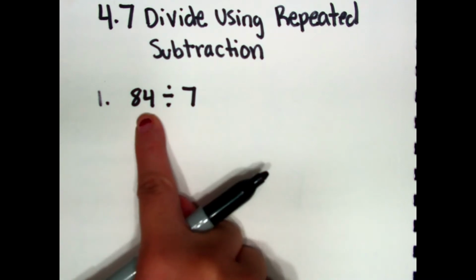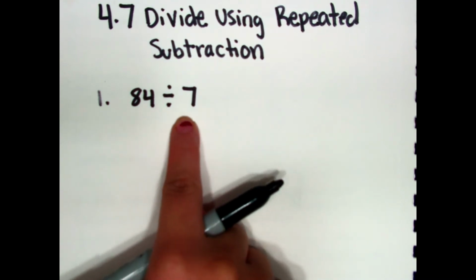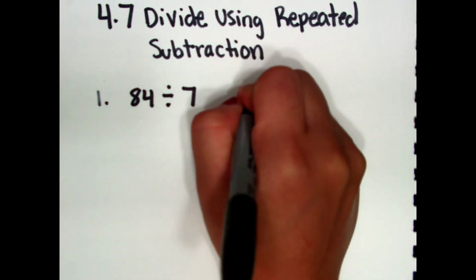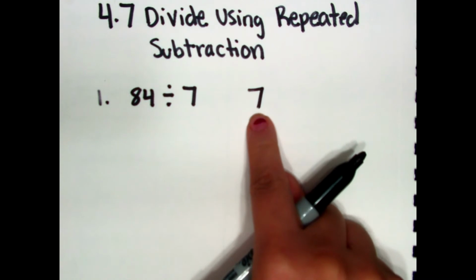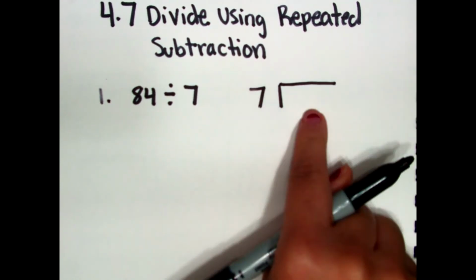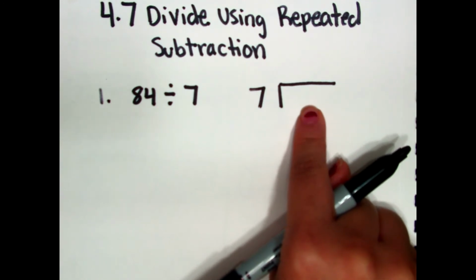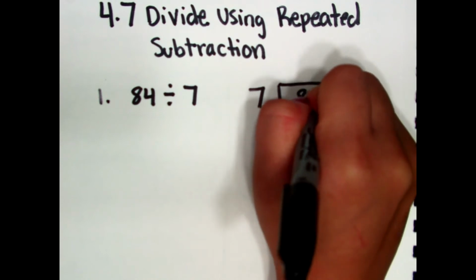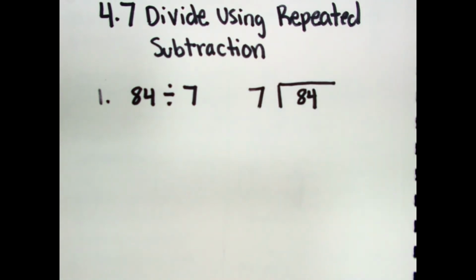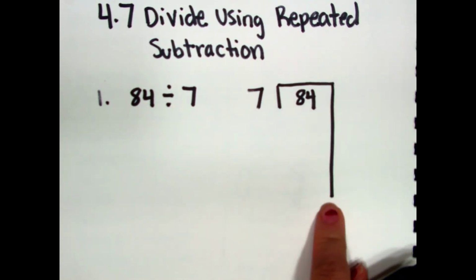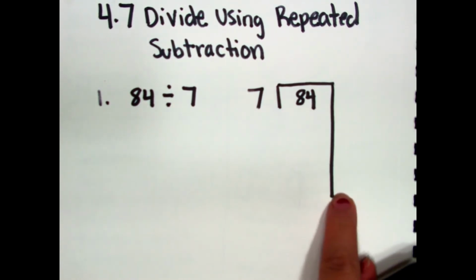I can't divide using repeated subtraction like this. I want to go ahead and redraw it first. So another way that you can show division: you put your divisor on the outside. Your dividend goes on the inside. Your dividend is the larger number that you're splitting up, so that is going to be 84. What I like to do is draw a long line at the end. This just lets you know and separate things later when I start showing you what to do.